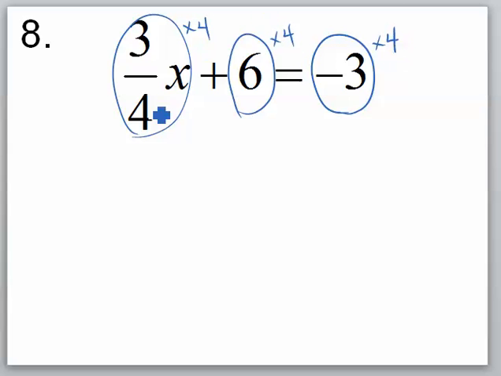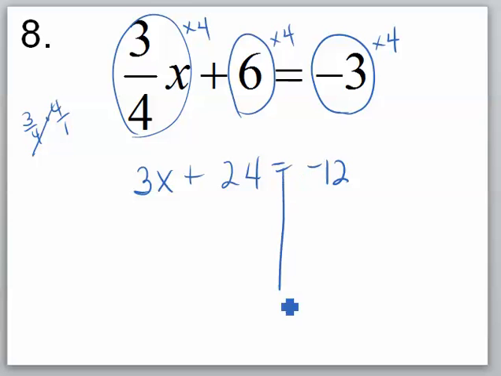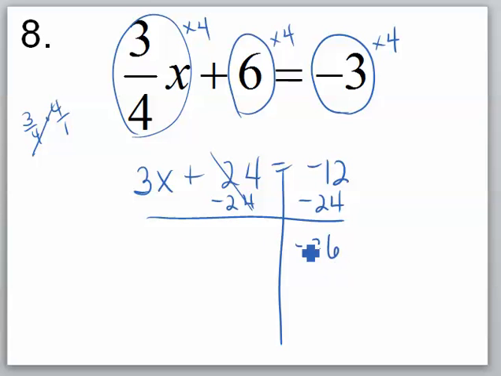And we're going to go ahead and multiply each of these things times 4. 3/4 times 4 gives me a 3x, because the 4's would cross reduce. 6 times 4 is 24, and negative 3 times 4 is negative 12. Now it's just the same old type problems we've been working. So I create the 0. This ends up giving me a negative 36. And then I can get the x by itself by dividing by 3. So I end up with the answer of negative 12.